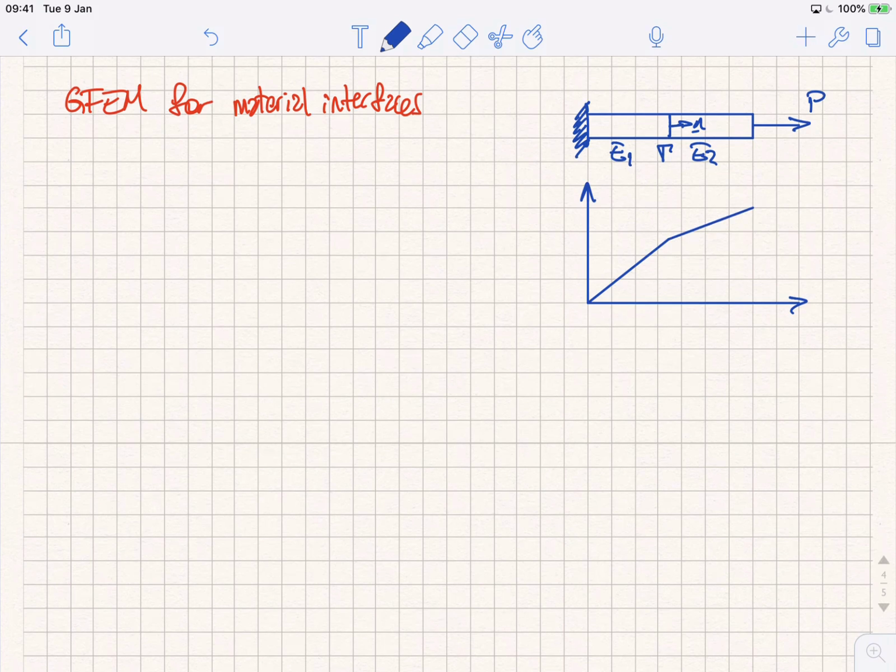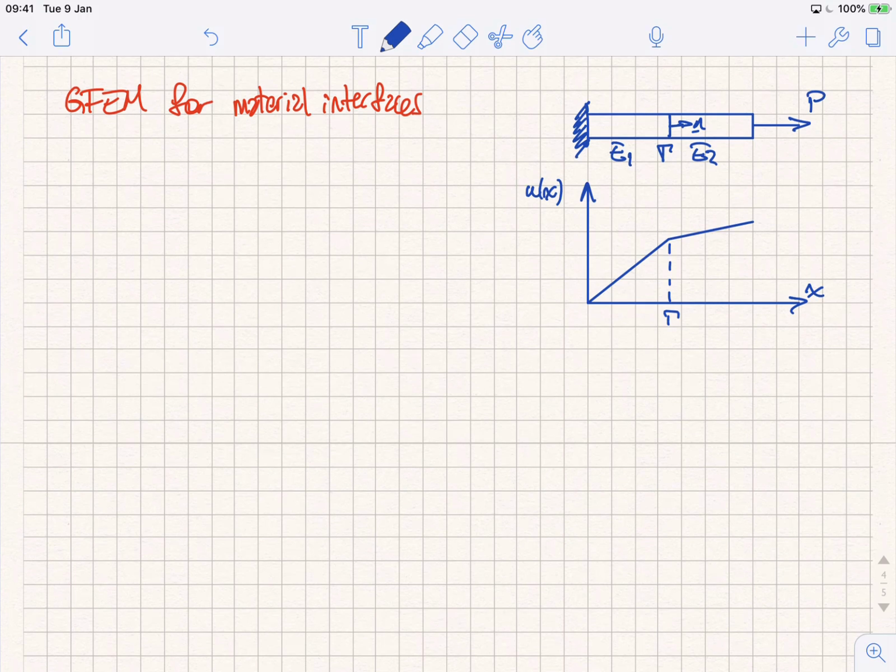So if you plot that, you're going to get something that looks like this. Well, in this case, it's not linear, it's bilinear, right? Because of the discontinuity. So this here is the location gamma, and this is x, and this is u of x.